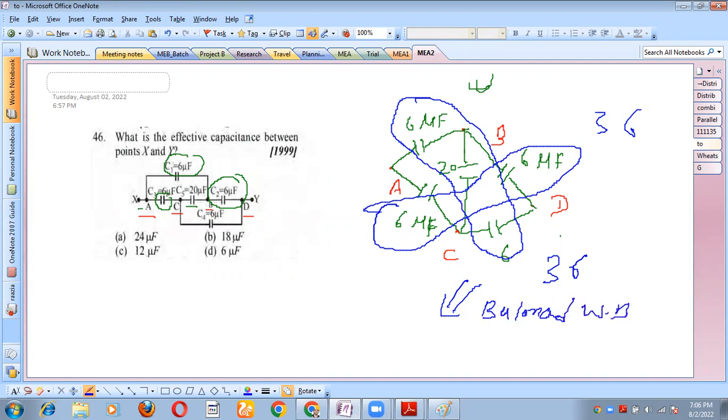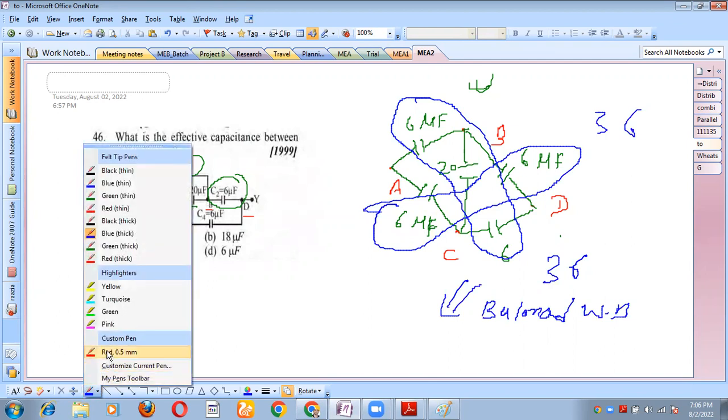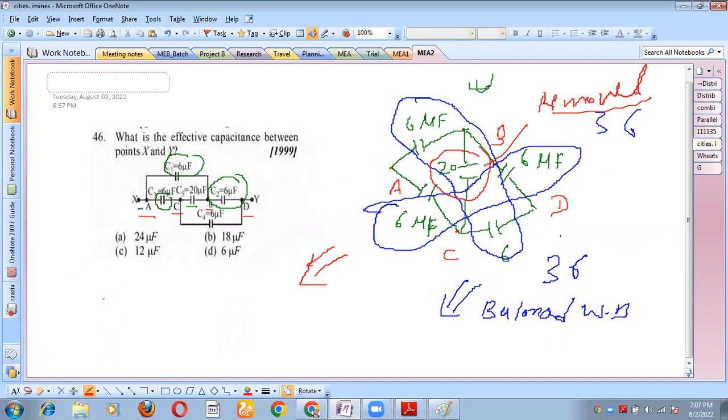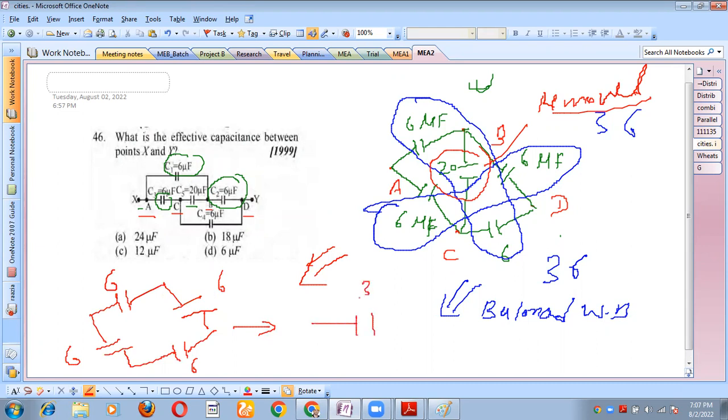So we can remove 20. We can remove 25. This can be removed. It is removed, no issue. The net structure we will get like this. We will get it like this, 6 microfarad. Then this 6, this is 6. Again here also we will get 6, 6 and 6. So we will get structure like this, and 6 and 6 are 3, so we will get 3. Here also we will get 3.